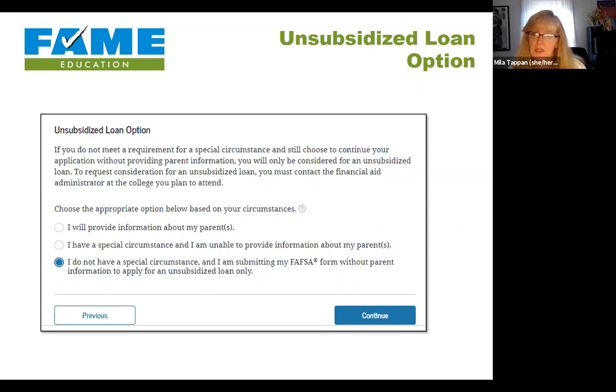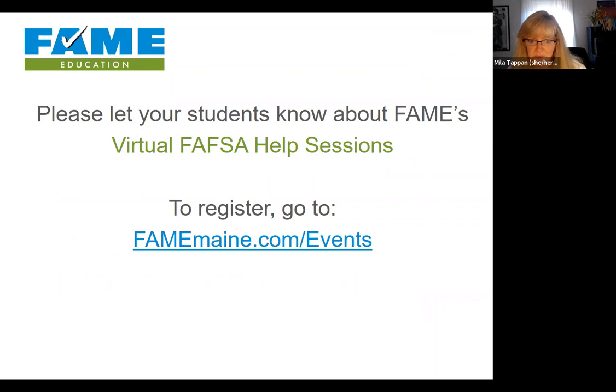So in all of these circumstances, the student has got to follow up with the financial aid office, and the financial aid office can have a conversation with them and determine the next course. But if the student doesn't follow up, everything's just in limbo. So that's the key piece that we want you to know. If the student cannot provide parent information, indicate whether they've got special circumstances or not, but follow up with the financial aid office. We have FAFSA help sessions. You can go to fafsa.famaine.com/events if you want to join us at one of our sessions.